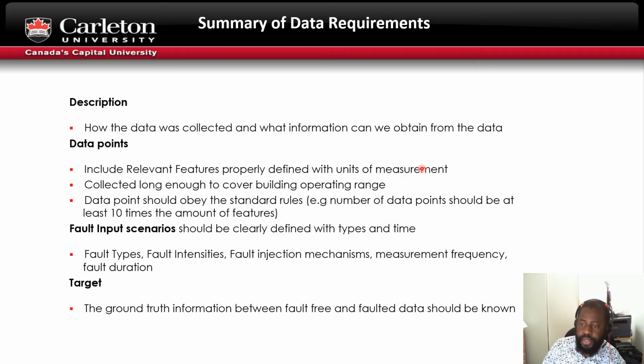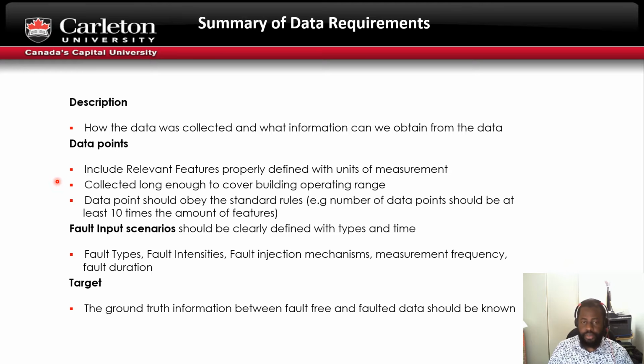One aspect of data collection that is important is that it satisfies some data requirements, and we developed this data requirement template. You need to have a description of the data, which basically tells you how the data was collected and what information we can obtain from the data we have collected. When you look at the data, you need to check the data points. The data points must include relevant features for fault detection and diagnosis, and they should have been collected for long enough to cover the building operating range.